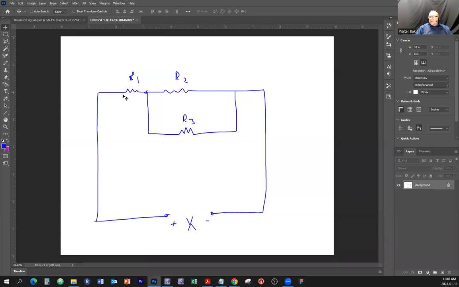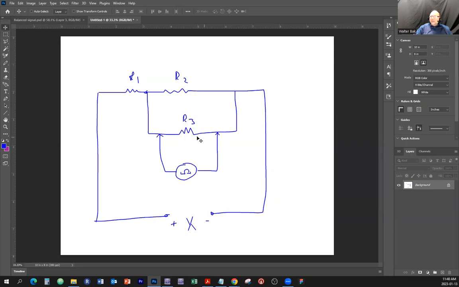Why do we need to remove the component from the circuit? Let's say we have an ohm meter and we're going to connect the leads across that resistor in order to measure the value of this resistor. Are we really getting the value of this resistor? Or are we getting the value of something else as well?